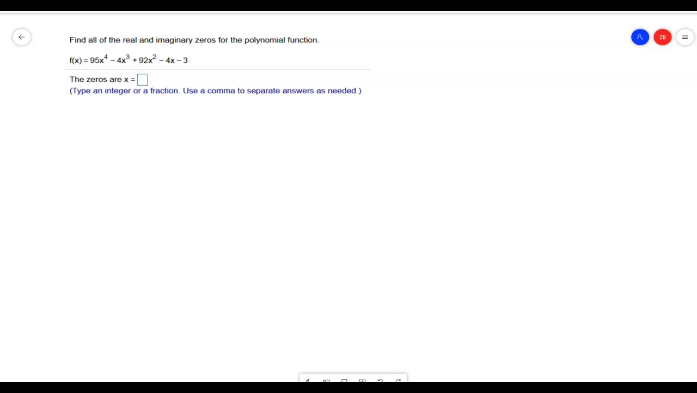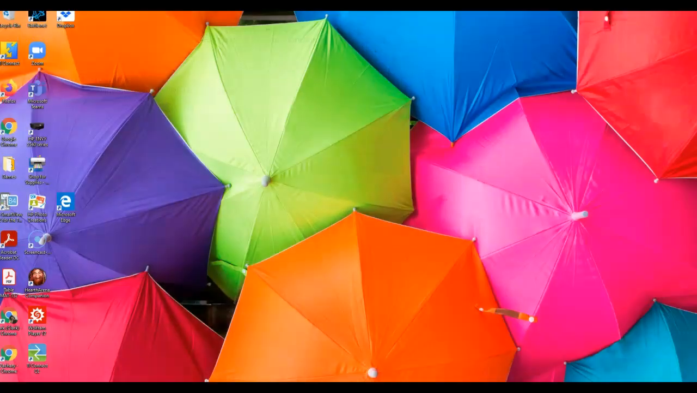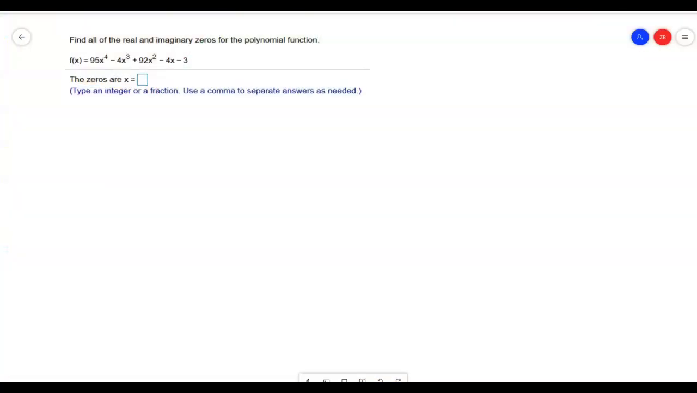Hey, this is Mr. Beckstrom, and today I want to take a look at an example from number 16 from section 3.2 homework. This is a pretty lengthy problem, and it says find all the real and imaginary zeros for the polynomial function, and it gives us a fourth degree polynomial here.